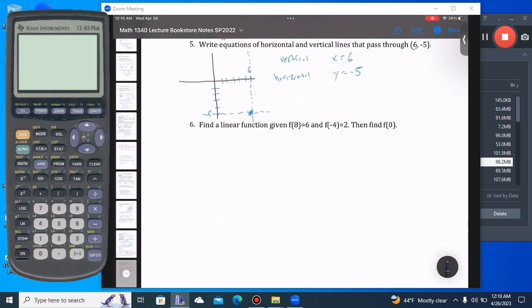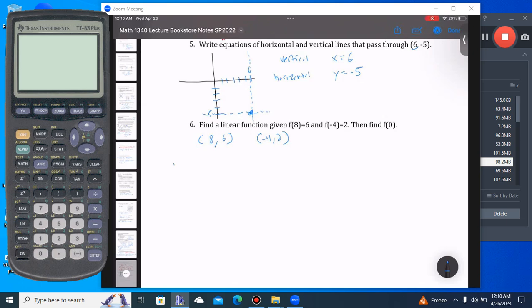All right, so now they can ask questions in different ways. Here we have f of 8 equals 6. This is basically telling me when your x is 8, your y is 6. So it gives you a point. And when your x is -4, your y is 2. The second point.